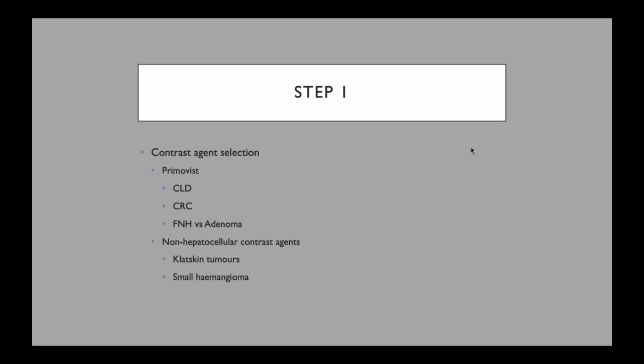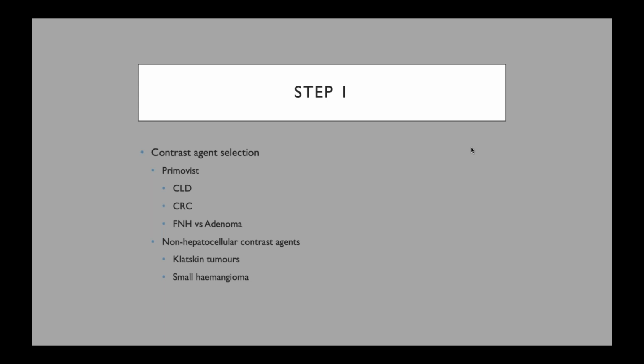So I've broken it down into a couple of steps. A lot of the talk is going to be about MRI, but that can also be extrapolated to CT, and then there's a bit about ultrasound as well. The basic ideas are really independent of modality. But obviously the first step is making sure you've got the right test. And when you've decided that it is an MR that you're going to do, you have to make sure you've got the right contrast agent.